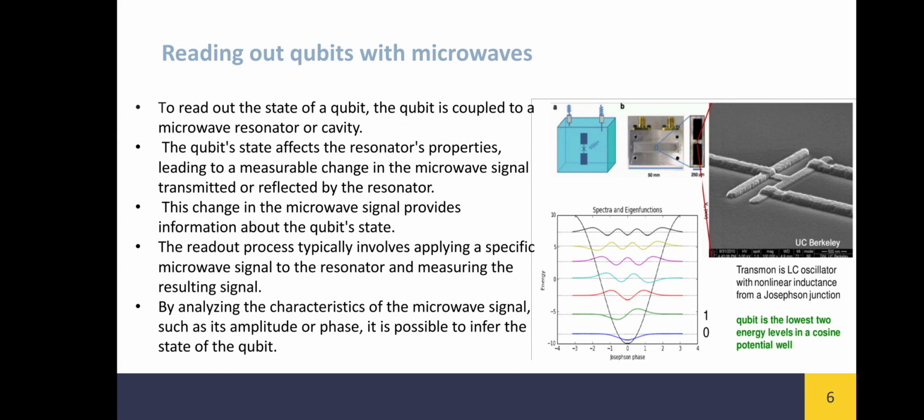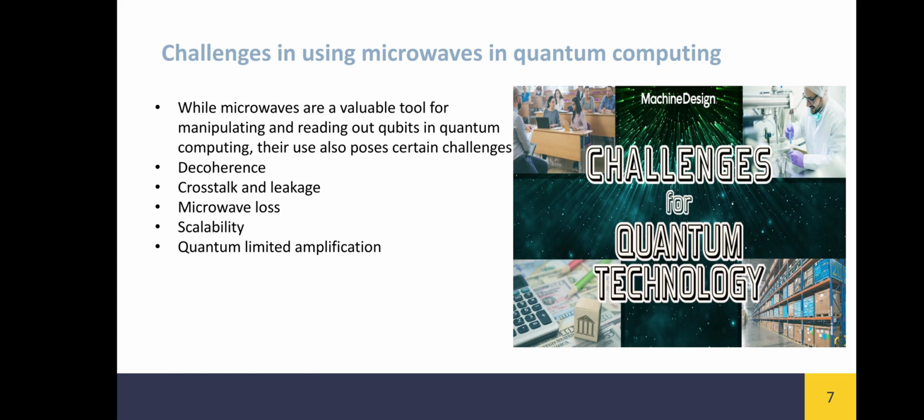So, in summary, microwaves are used in the readout process of qubits in certain quantum computing systems. By coupling qubits to microwave resonators and analyzing the resulting microwave signals, it is possible to determine the state of qubits and obtain the outcomes of quantum computations or measurements.